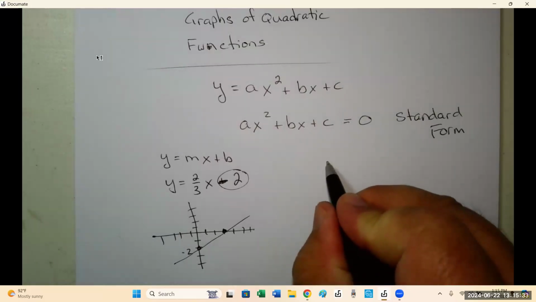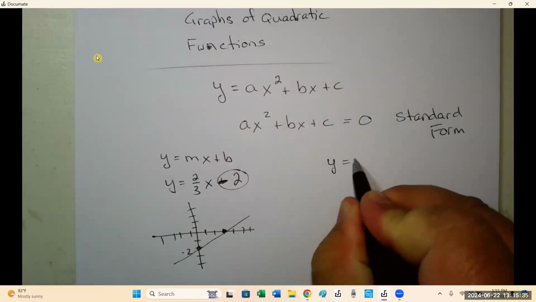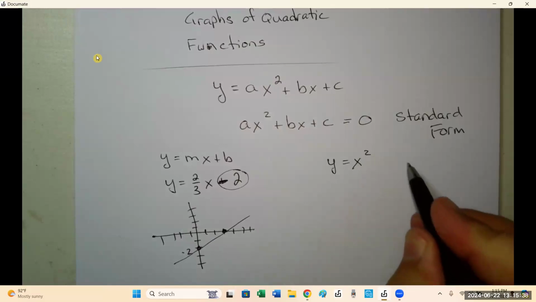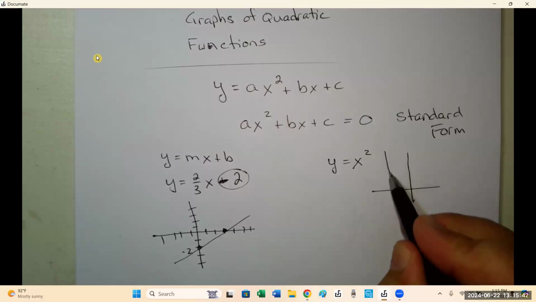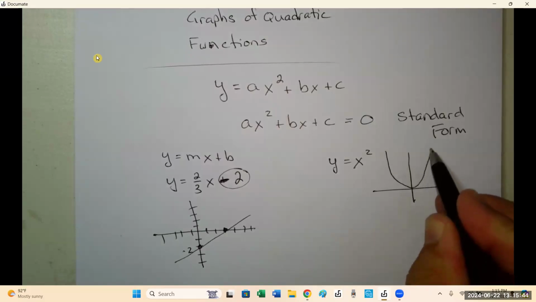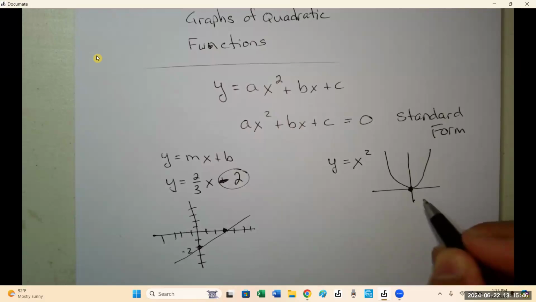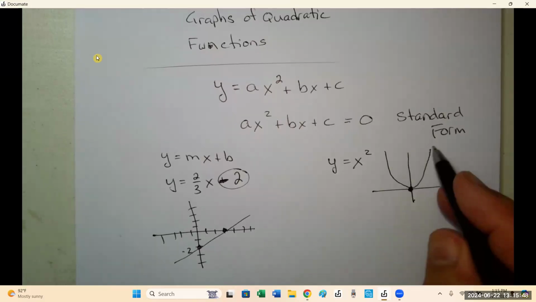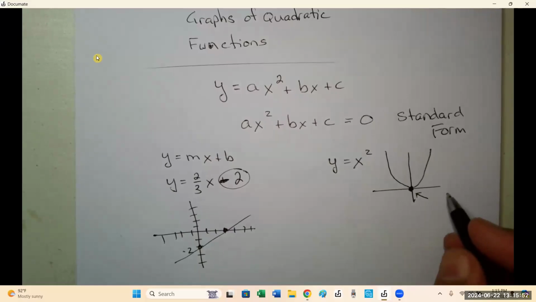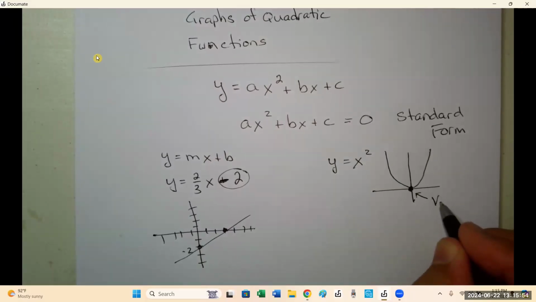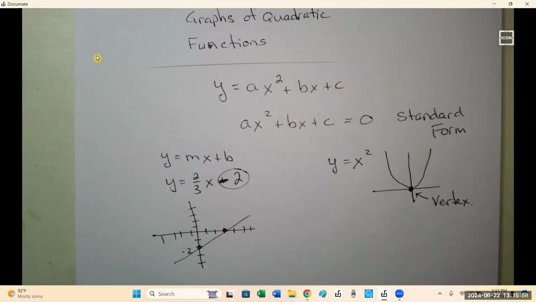But now, quadratic equations aren't so straightforward. It's a curve. And since it is a curve, it has a low point or a high point, depending on where it's going. And that low point is called the vertex.